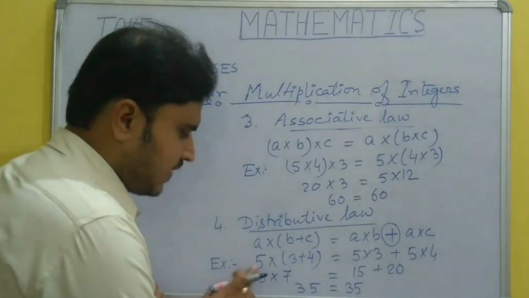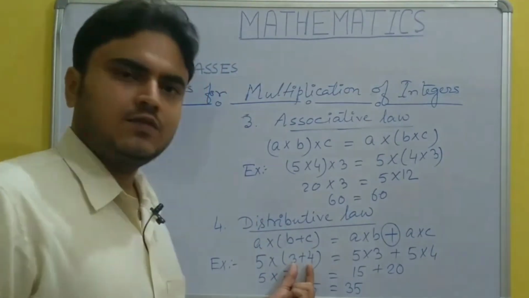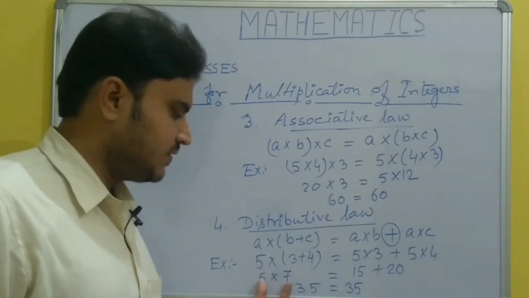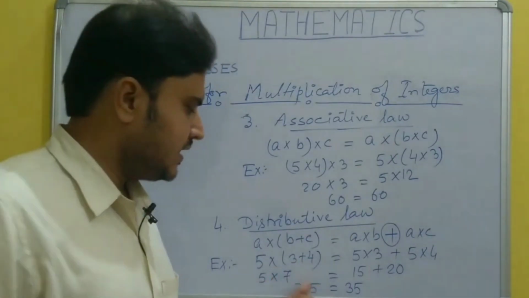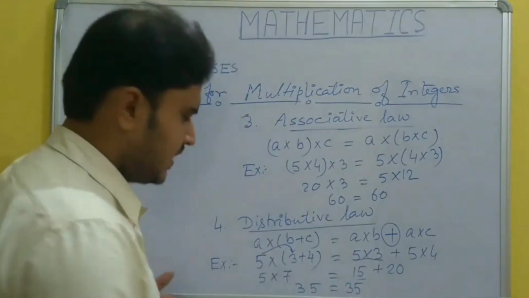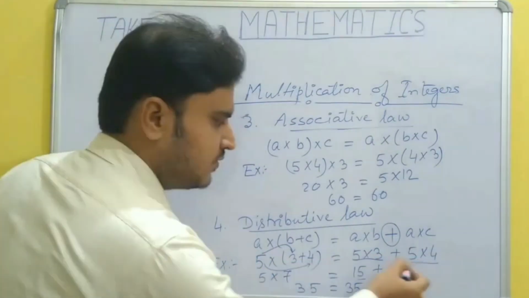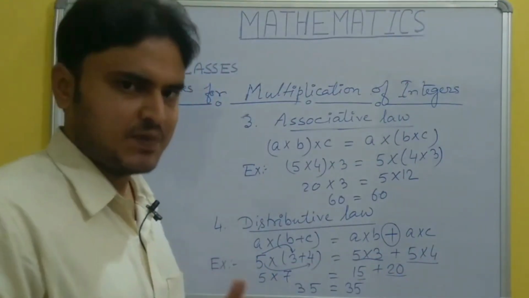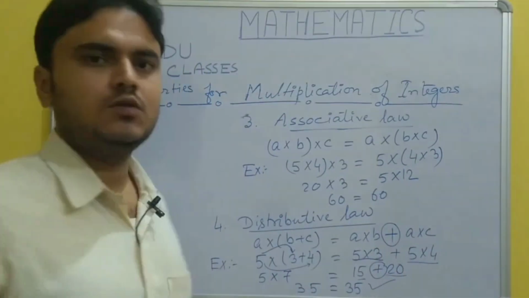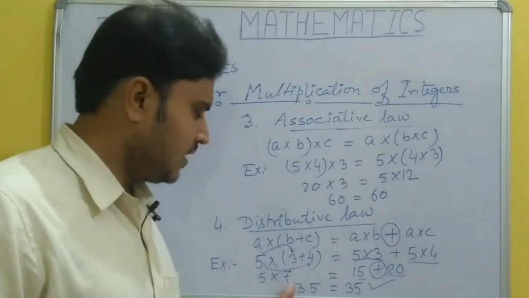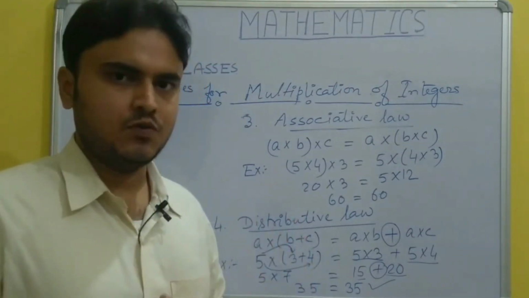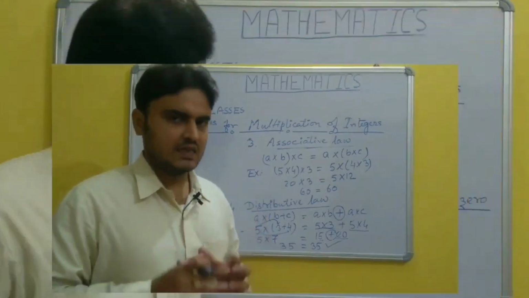Just for example, 5 is multiplied with the addition of 3 and 4. 3 and 4, 7. 5 and 7 multiplied, we will get 35. Similarly, if we multiply 5 with 3, we will get 15. If we multiply 5 with 4, we will get 20. So 15 and 20 separately. And if we add this 15 and 20, we will get 35. So the result is pretty similar to the previous one. 35 equals 35. This law is known as distributive law for the multiplication of integer numbers.